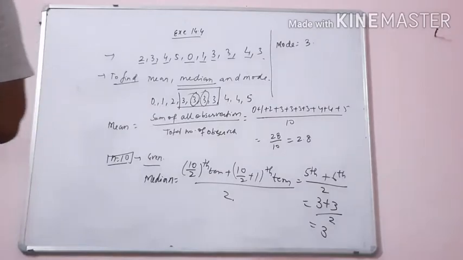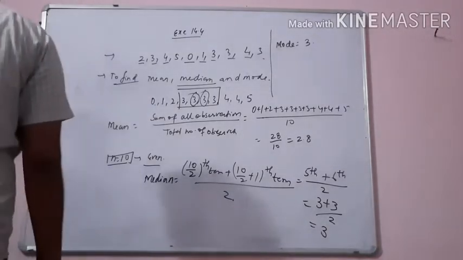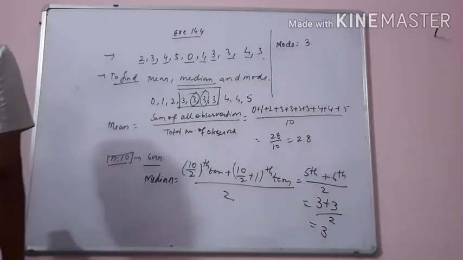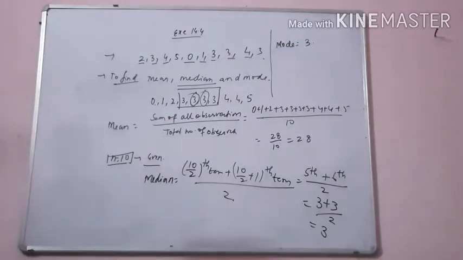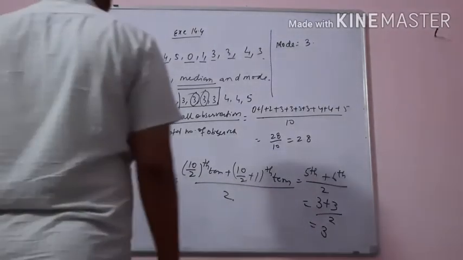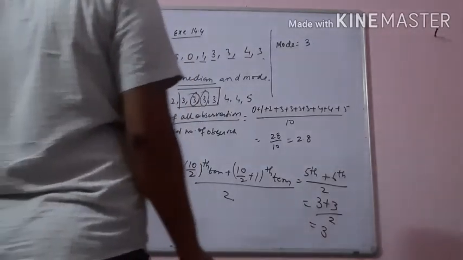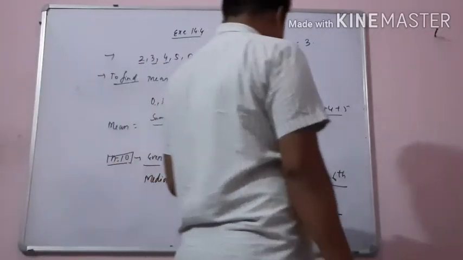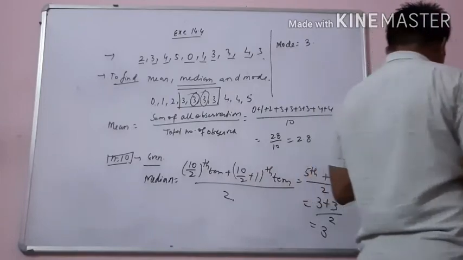Question number 2. In a mathematics test given to 15 students, the following marks out of 100 are recorded. Find the mean, median and mode of the data. You can do it very easily. Now question number 3.